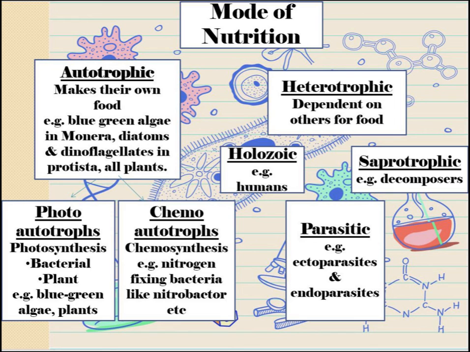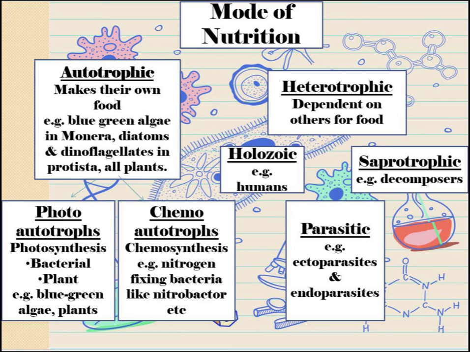And what are the chemoautotrophs? They do the chemosynthesis, that is the nitrogen fixing bacteria like Mycobacter, etc. This Mycobacter stays in the soil, and from the soil's nitrogen, they break the nitrogen through chemosynthesis, and from there they get the food. So these are the two different types of autotrophs which we have to keep in mind.